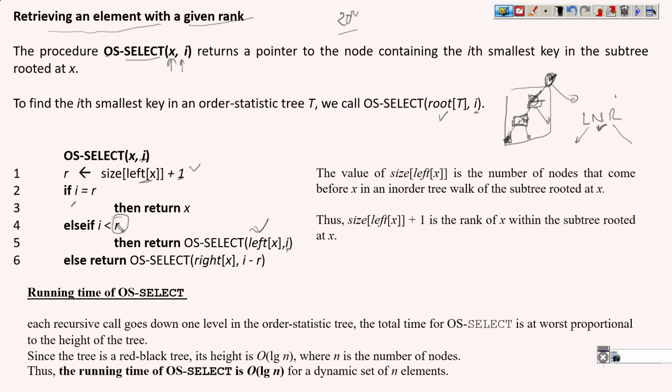But let's say this condition is not satisfied, which means i is more than r. That means we need to move to the right subtree. But when we move to the right subtree, this i is changed to i minus r. This is to be noted here. So if we go to the left subtree, we keep i as it is, but if we are traversing in the right subtree, then i will change to i minus r.